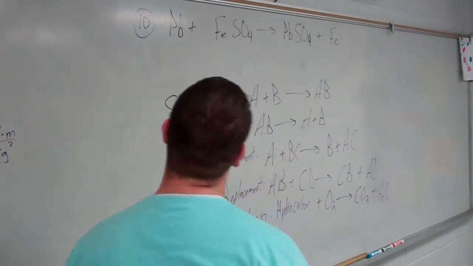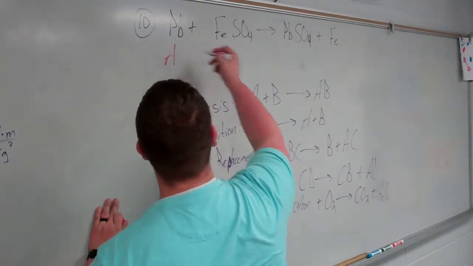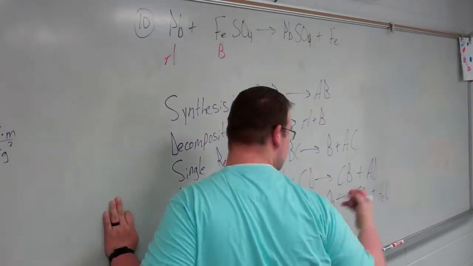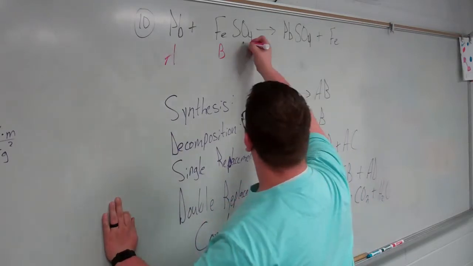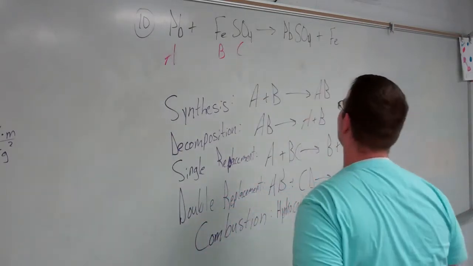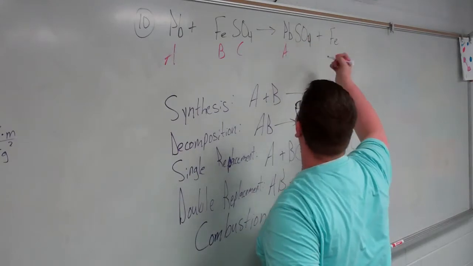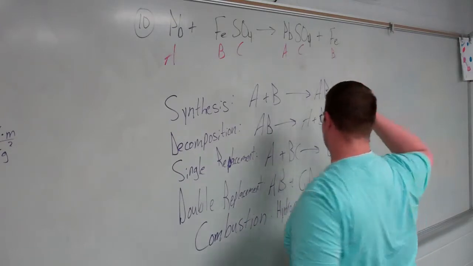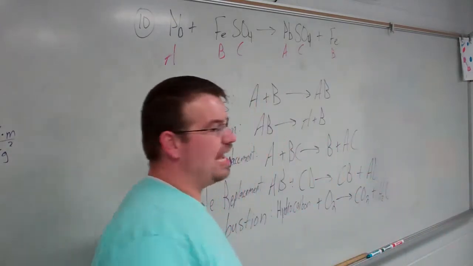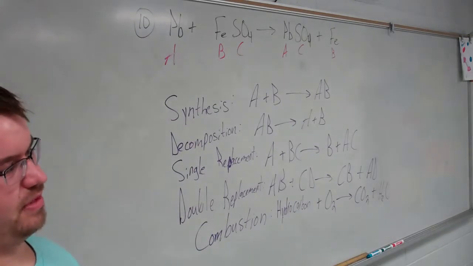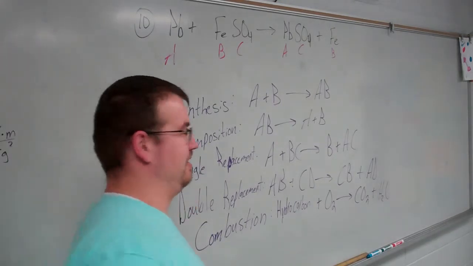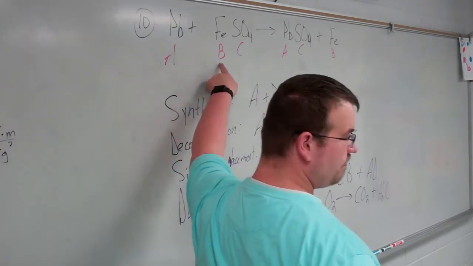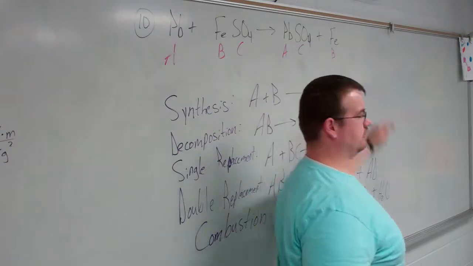What am I even doing to it? All right, so let's label it. Lead is A, iron is B, sulfate is a polyatomic, so it is one altogether. So lead is A, sulfate is C, and iron was B. What type of reaction? Single replacement. How do you see that it's a single replacement? A replaced B, and then B is by itself.